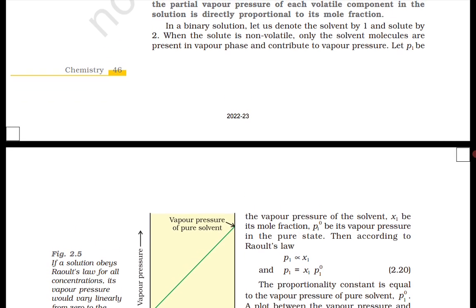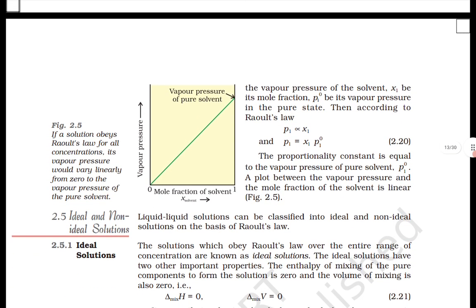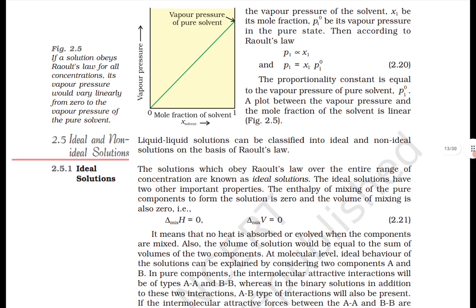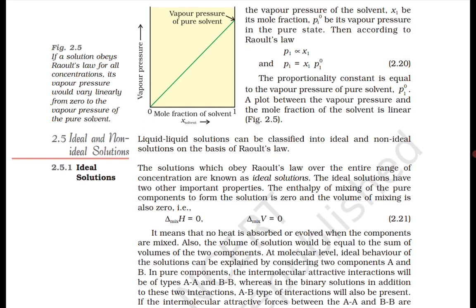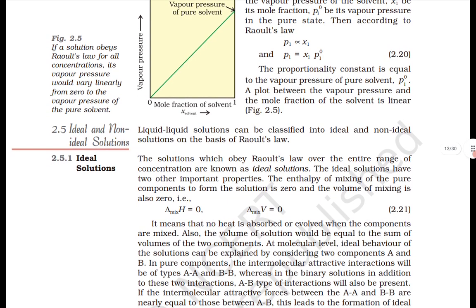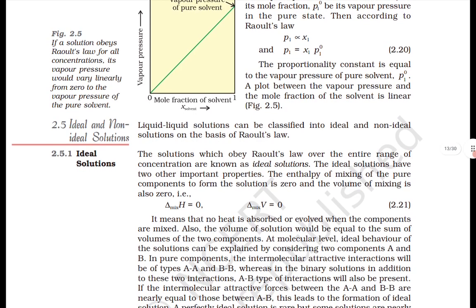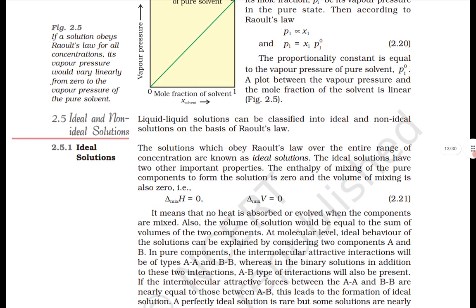In a binary solution, let us denote the solvent by 1 and solute by 2. When the solute is non-volatile, only the solvent molecules are present in the vapor phase and contribute to the vapor pressure. Let P1 be the vapor pressure of the solvent, X1 be the mole fraction, and P1 naught be its vapor pressure in the pure state. Then according to Raoult's law, P1 is directly proportional to X1 and P1 is equal to X1 P1 naught. 2.20 The proportionality constant is equal to the vapor pressure of the pure solvent P1 naught.